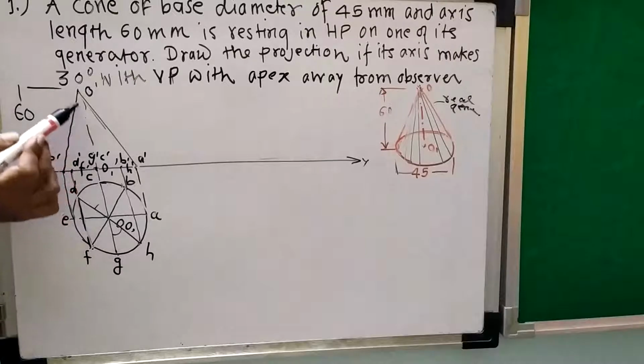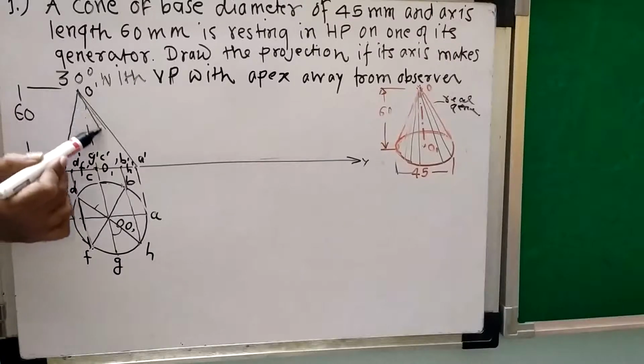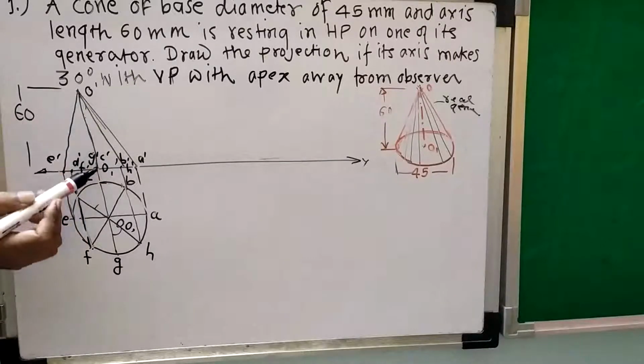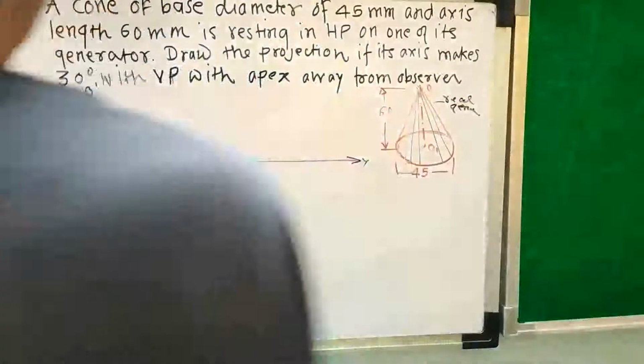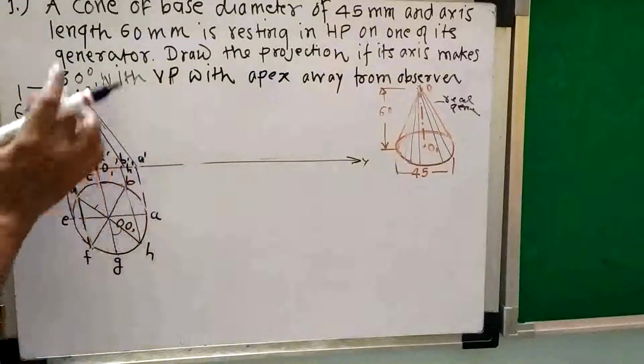Then what will I join? I will join the generator, so these points I will join. So this generator I have joined it. So it should be very faint.